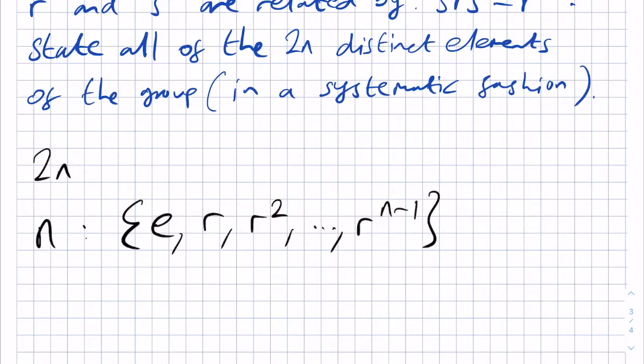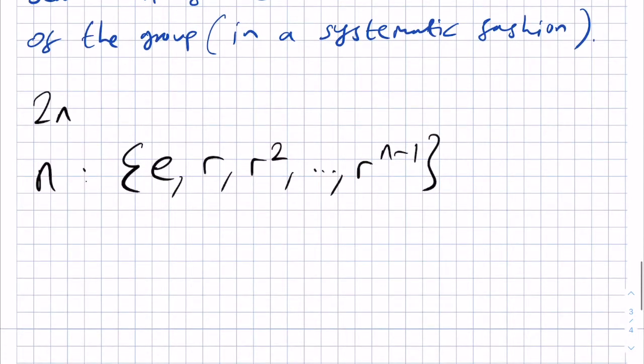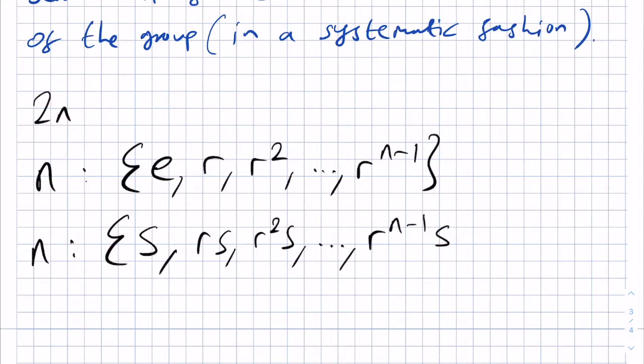Then we can notice that we can get another n elements just by including a reflection on each of these earlier rotation elements. So we can get another n by having s on the right-hand side of each of these above elements. So we can have s, because e times s is just s. We can have rs, r squared s, all the way up to r to the n minus 1 times s. We could also put the s on the left each time, but it will turn out that we get the same kind of thing from these elements.